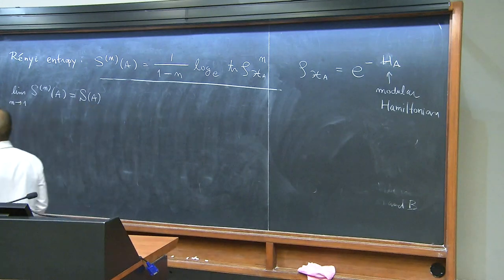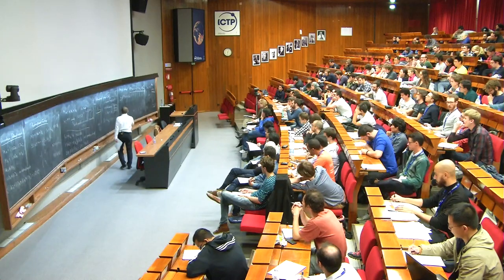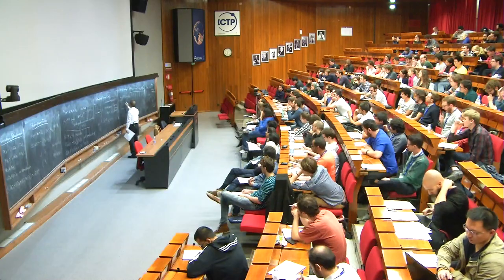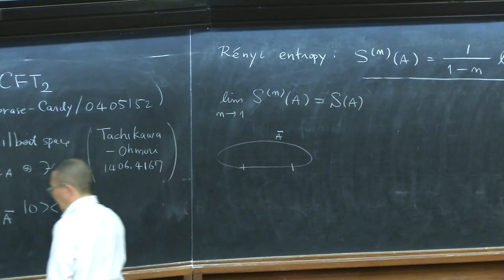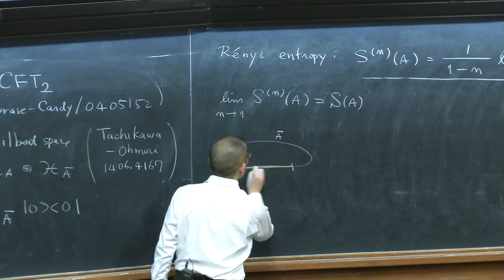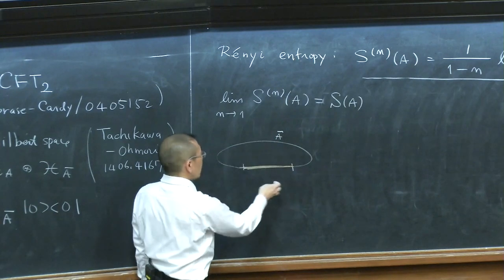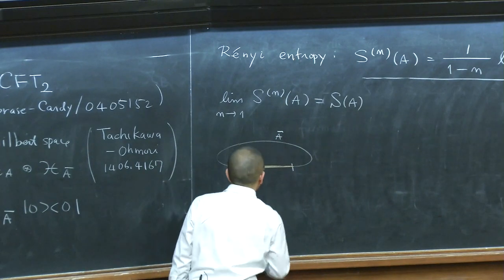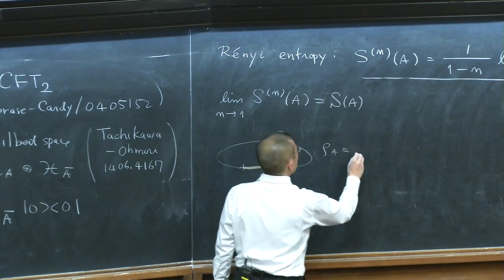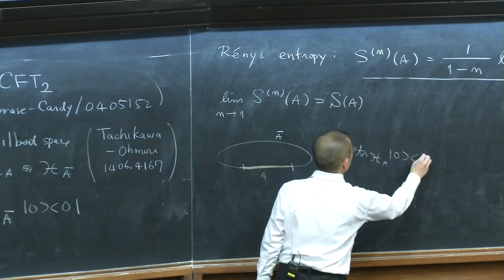The reason is the following. So pictorially, what we are doing is that we have the space-like section here, and we separate the space into A bar, A, and its complement. And we are taking the trace in order to define rho_A. What we are doing is taking a trace over the complement of the vacuum state.